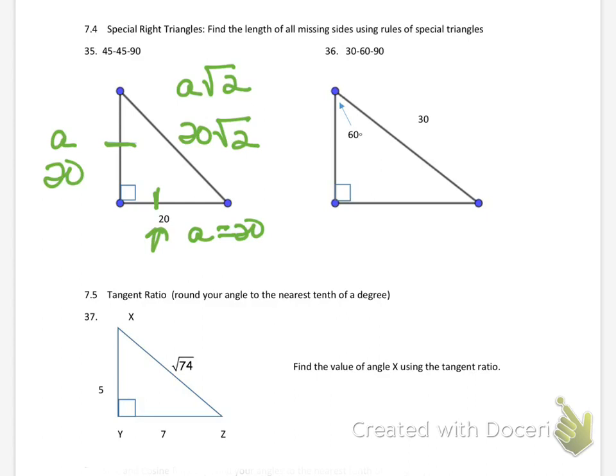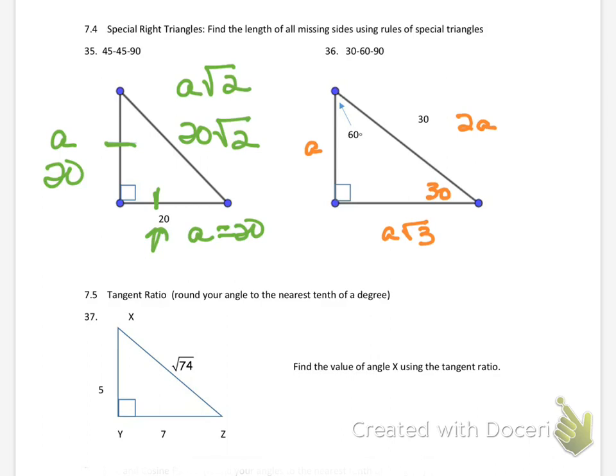In the next triangle, it's a 30, 60, 90 triangle. The missing angle is 30, and the side opposite the 30 is the A. The side opposite the 90 is the 2A, and the side opposite the 60 is the A root 3.